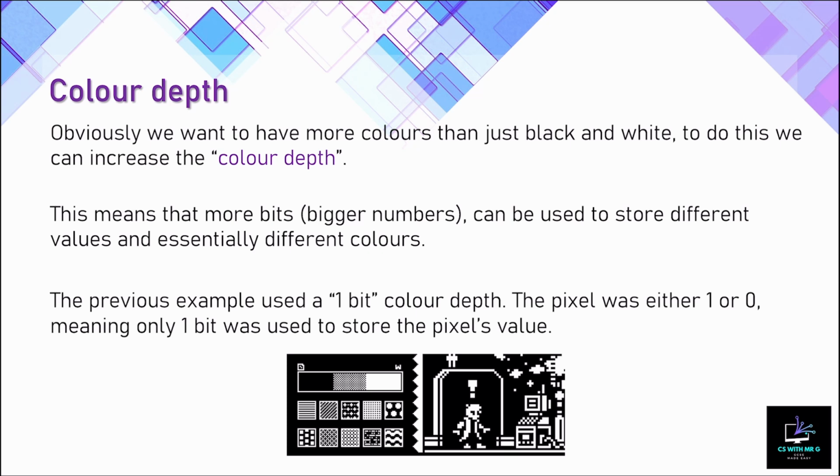And that's where the term color depth comes in. Storing images in just black and white was obviously a thing of the past. And in order to introduce colors into our images, we had to allow more numbers to store these different colors in terms of each pixel using different colors. Now, the color depth is what we call the amount of bits available for each pixel. So the previous example only used a 1-bit color depth. The pixel was either a 1 or a 0. So only 1 bit was used to store the pixel's value. It was either 1 or 0.